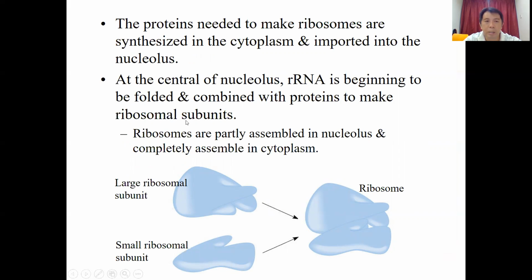If you studied the previous lesson, you already know the ribosome. A complete ribosome actually consists of the large ribosomal subunit and the small ribosomal subunit. So these ribosomal subunits are formed in the nucleus. Then later they are exported or transported to the cytoplasm for complete assembly.